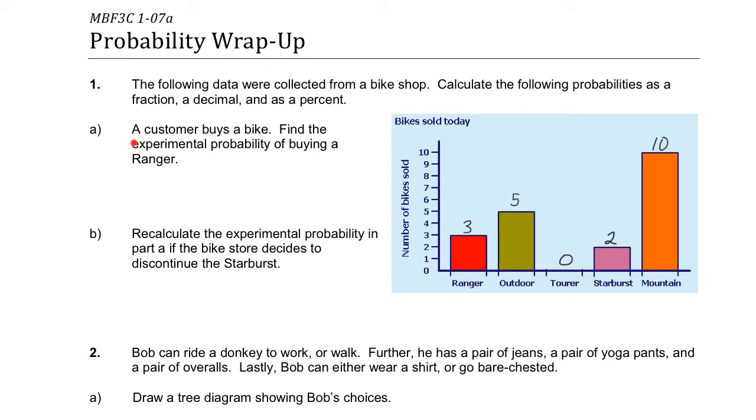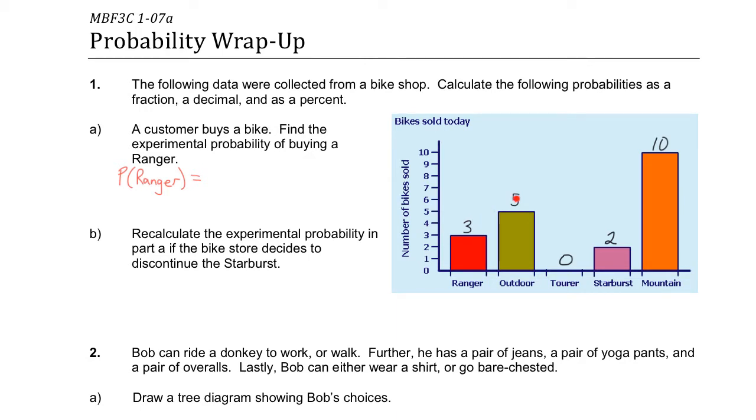So notice it says experimental probability. This is experimental probability because we are going to calculate probability based on actual sales. So these count as the trials of the experiment, so to speak. So we're looking at the probability of buying a Ranger. Well, how many times did a Ranger get sold? 3 times. How many total sales were there?